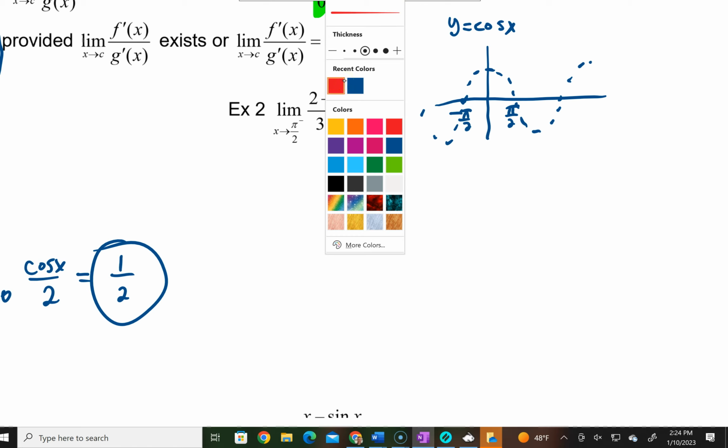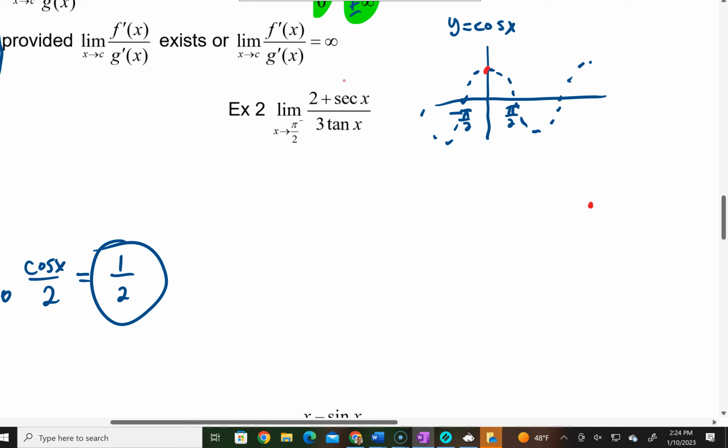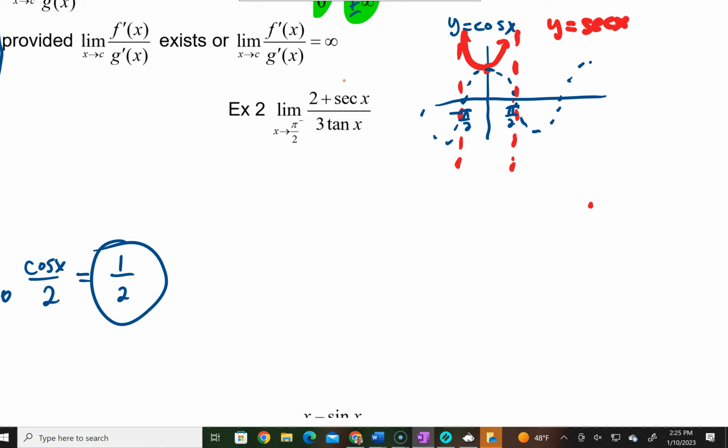I'm not asked to graph cosine. I'm asked to maybe take a look at the graph of secant. And cosine starts up high at 1, but cosine of pi over 2, that goes to 0. And this right here in red is the graph of secant. Now, of course, you could go ahead and do this a different way. I just wanted to review graphing with you.